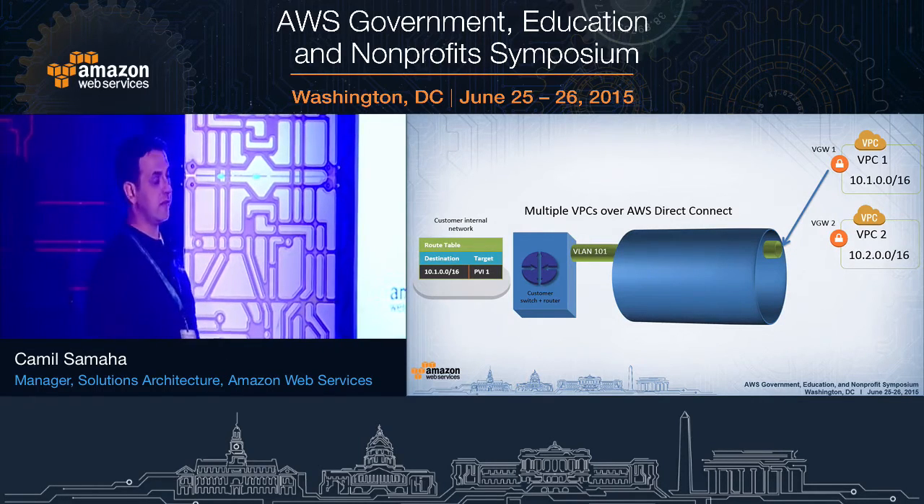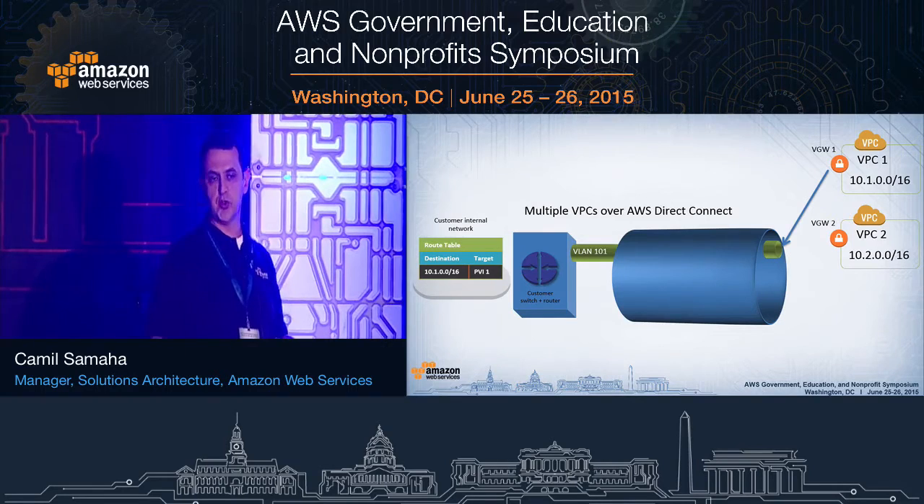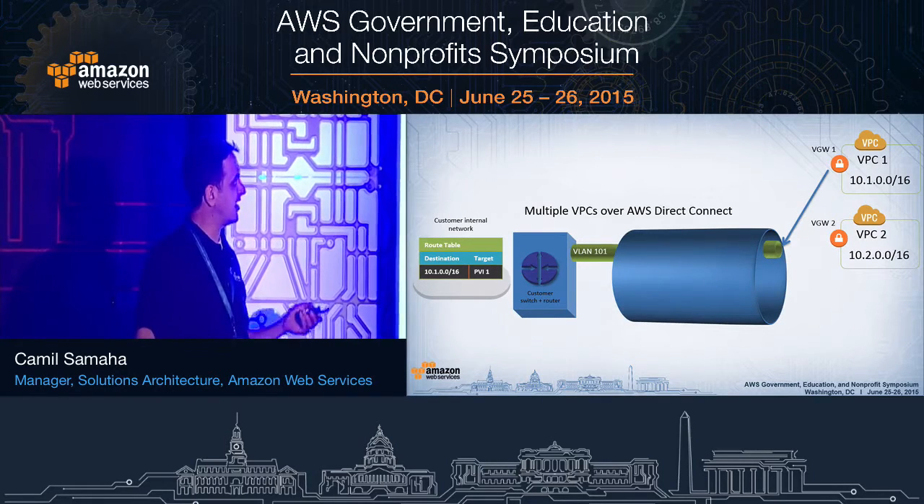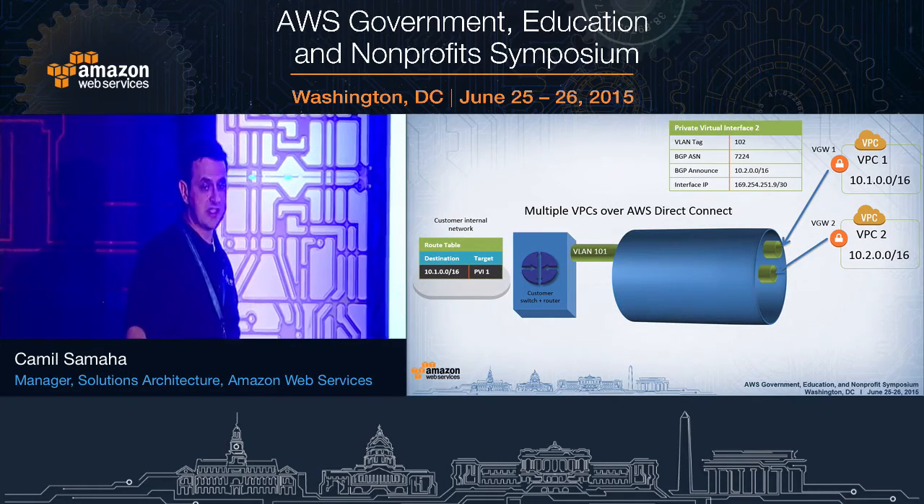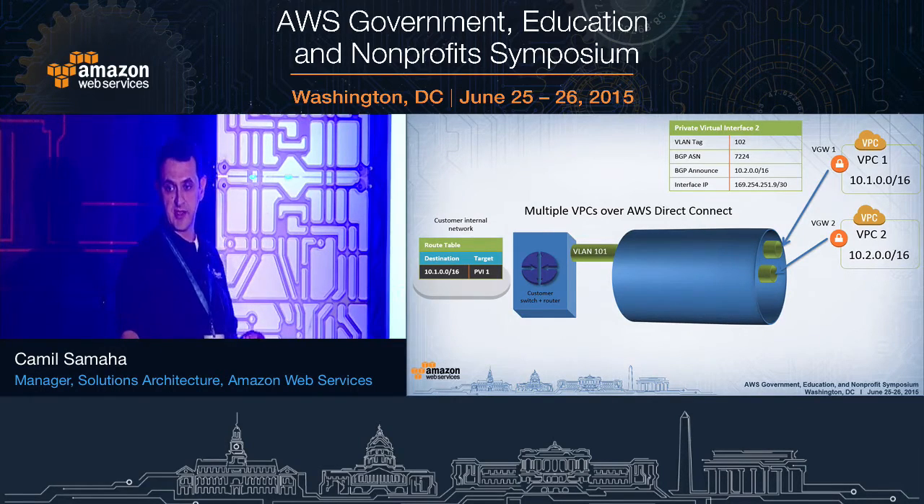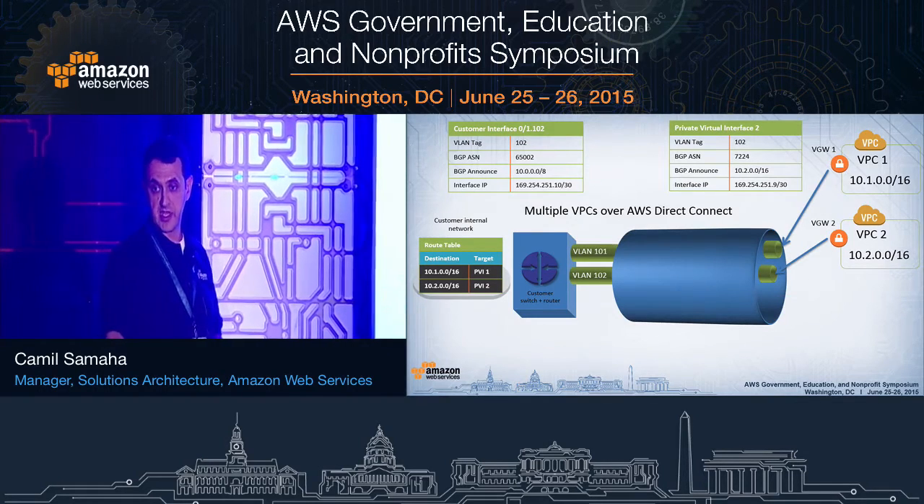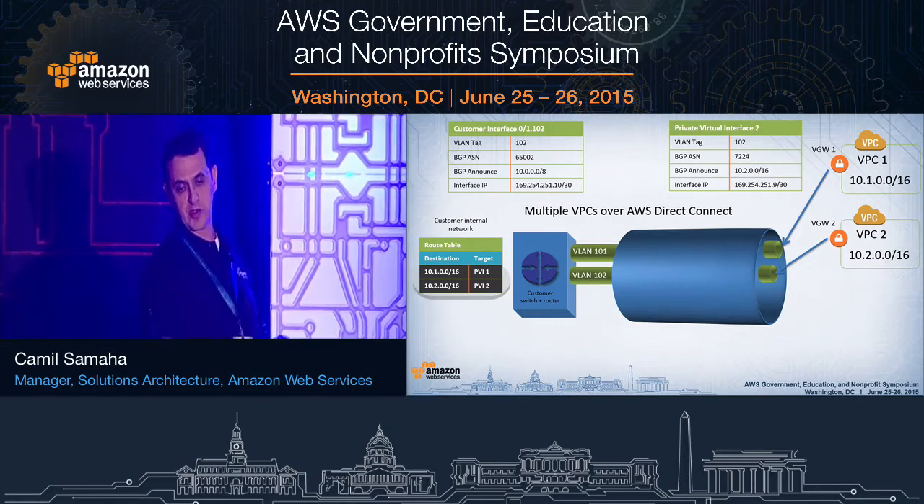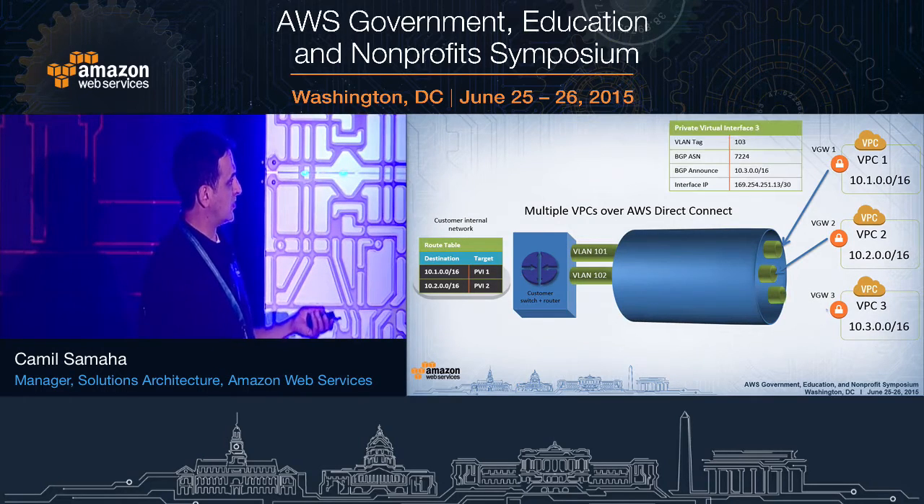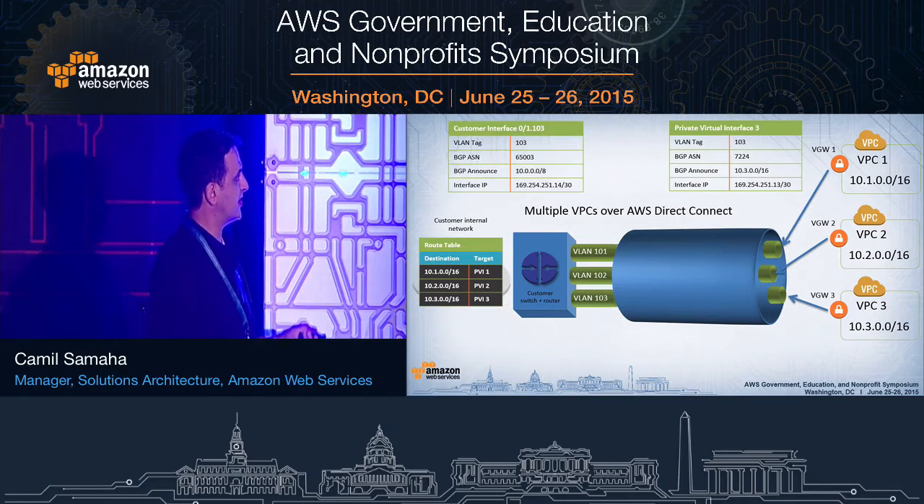Let's say you have another VPC and you have the 10.2/16 CIDR assigned. Similarly, it would have the same setup. You would advertise that /16 using the 7224 ASN number. And that again will have a virtual interface into your router. And let's use a third one as well, similar setup.